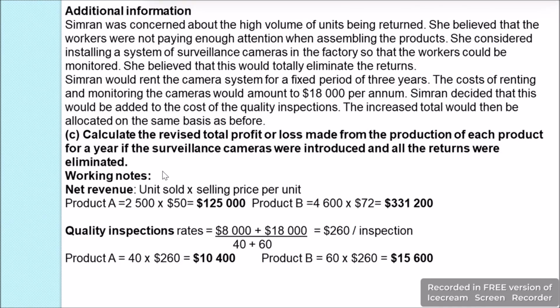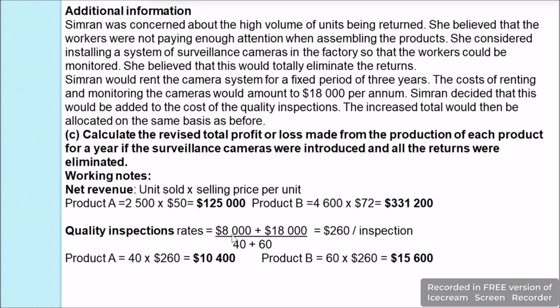In this, we have no returns at all because all the returns are eliminated. So our net revenue will be units sold times selling price. For product A, it will be 2,500 times 50, which will be $125,000. For product B, it will be 4,600 times 72, which will be $331,200.